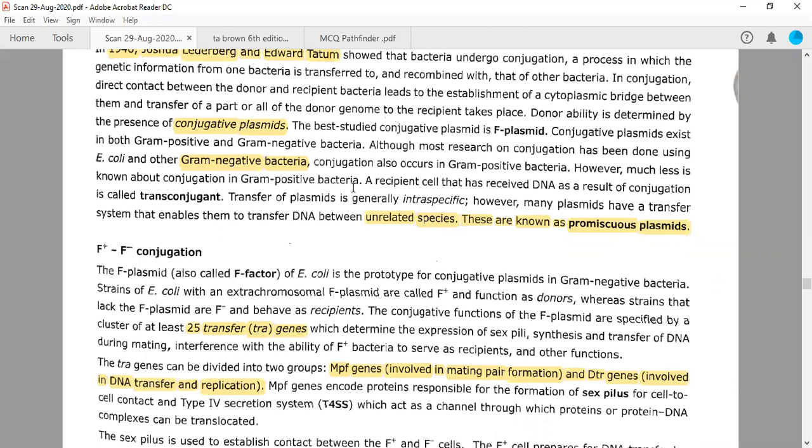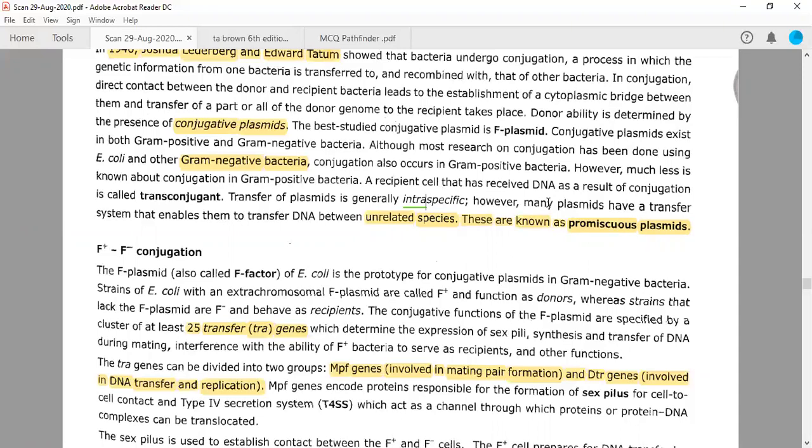Transfer of plasmid is generally intraspecific, meaning in the same species. Inter means between the species. So intra is referred to as in the same species. Generally, the transfer of genes with the help of this F plasmid is between different bacterial cells of the same species.